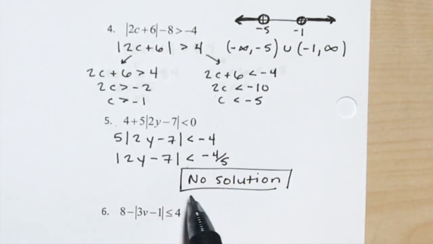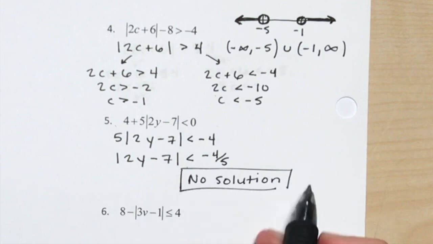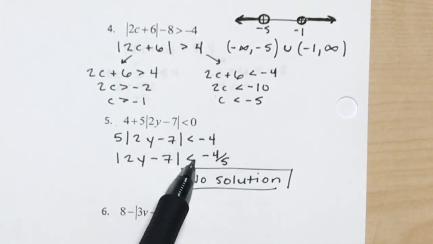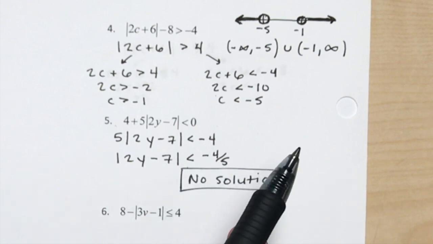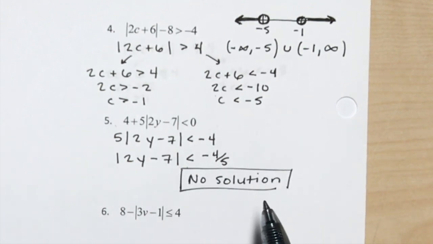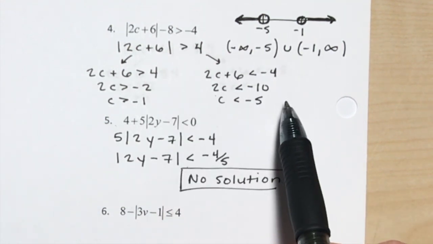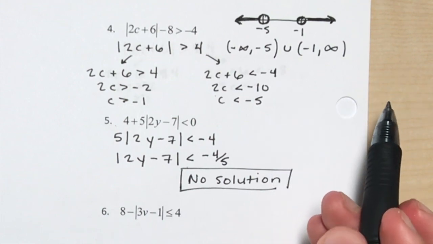So definitely check with yourself to make sure that this no solution makes sense. Check with yourself to make sure that the other scenario, where we had greater than with a negative, makes sense, that it's all real numbers. Other than that, problems like this should be very straightforward. And that's all I have. Thanks, y'all.